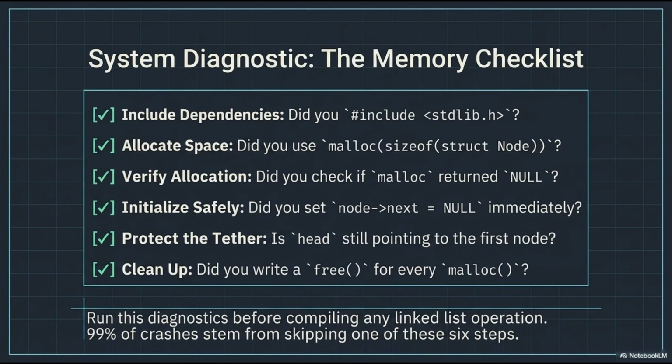You can consider this your mandatory pre-flight system diagnostic. Running through this 6-step memory checklist before compiling is going to prevent 99% of your linked list crashes. Step 1, include your dependencies like stdlib.h. 2, allocate your space with malloc. 3, verify that allocation by checking for null. 4, initialize securely by terminating your node's next pointer with null. 5, protect your tether. Double-check that your head pointer hasn't been overwritten. And finally, 6, clean up by writing a free for every single malloc.